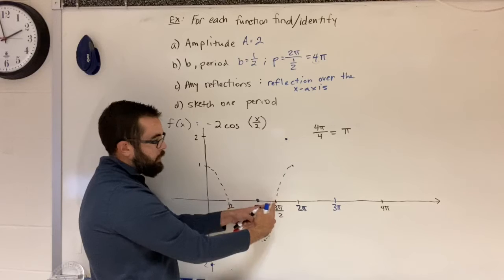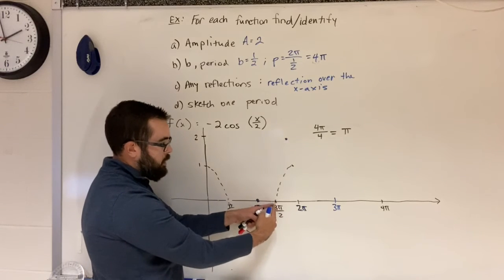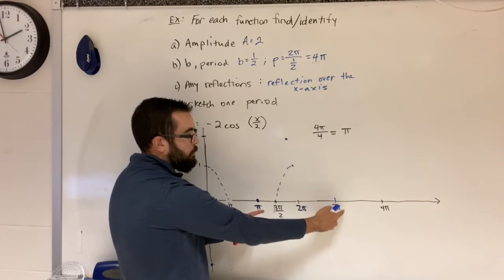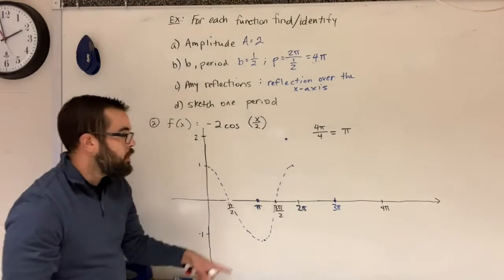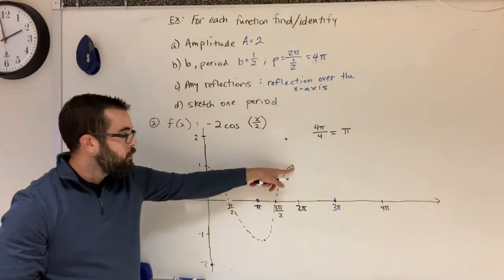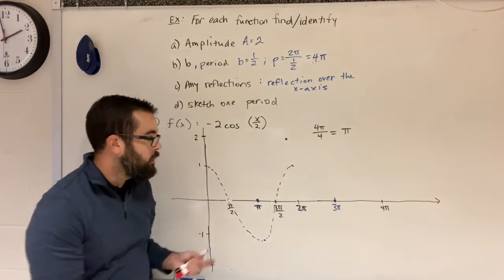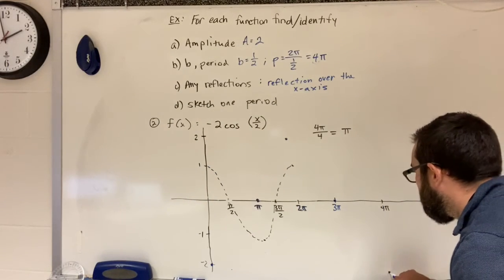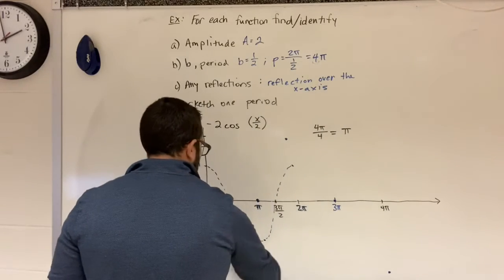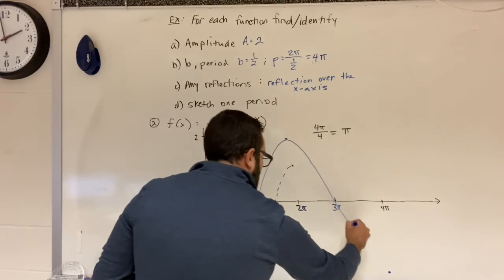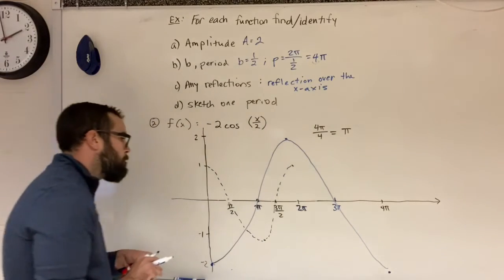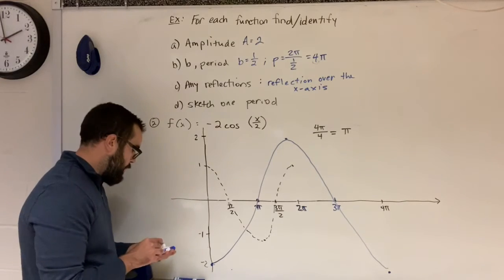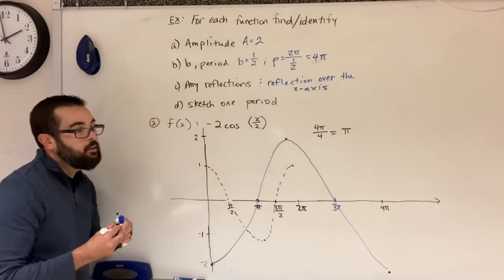Then we go back to a 0 at 3 pi, which is going to correspond with, or 3 pi over 2, which corresponds with 3 pi. And then we end at a max, which is going to be a min because of that reflection at 4 pi. So that's out over here. All right. So there's the sketch of one period of f of x.